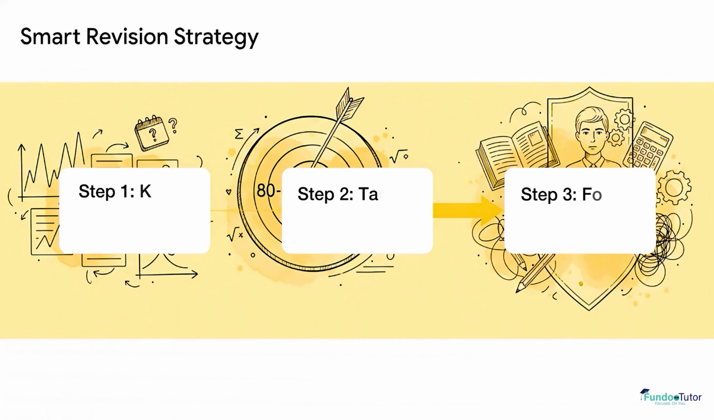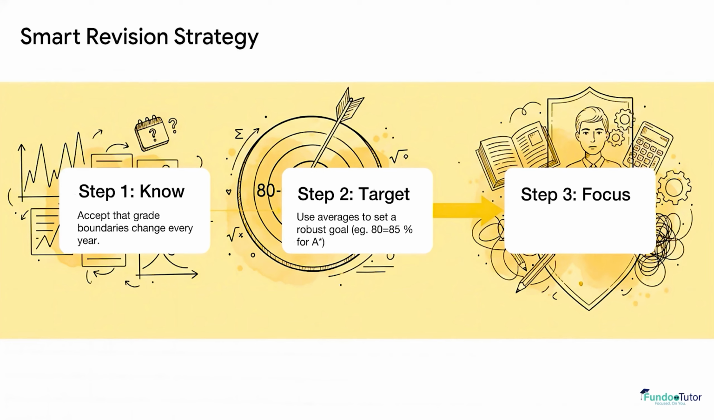All right, let's pull all of this together into a simple, smart strategy for you. Step 1, accept that boundaries change. Don't base your whole plan on just 1 year. Step 2, set a smart target using those averages we talked about. That 80 to 85% safe zone is perfect for an A star. And step 3, the most important one of all. Focus your energy on your preparation. That is the one thing you have 100% control over.